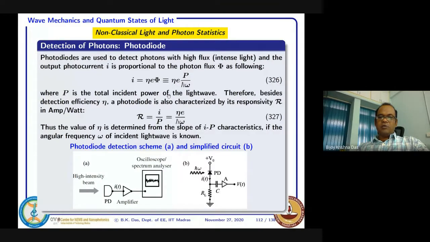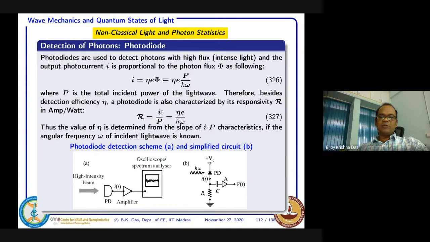So now besides detection efficiency eta, sometimes a photodiode is characterized by its responsivity. If you buy a photodetector, it never says anything about the efficiency. Instead of that, it mentions the responsivity for a given wavelength. Responsivity is R, again a kind of figure of merit of a photodetector. Instead of eta, it is responsivity.